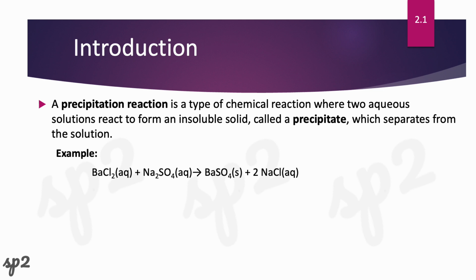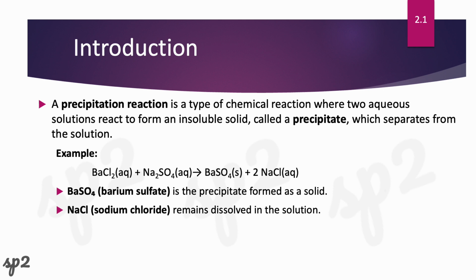Now, here's an example. I have barium chloride reacting with sodium sulfate. On my product side, I have barium sulfate, which is going to stay as a solid, so that's my precipitate. But your sodium chloride is going to remain as a dissolved species in our solution.